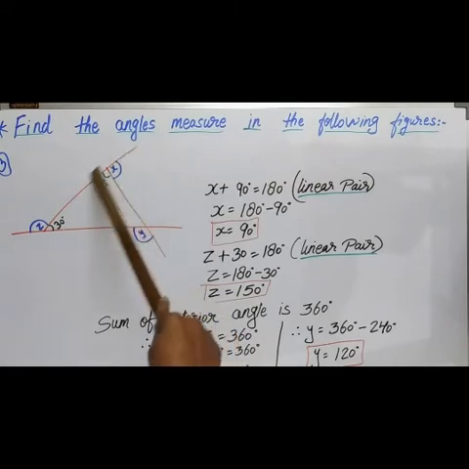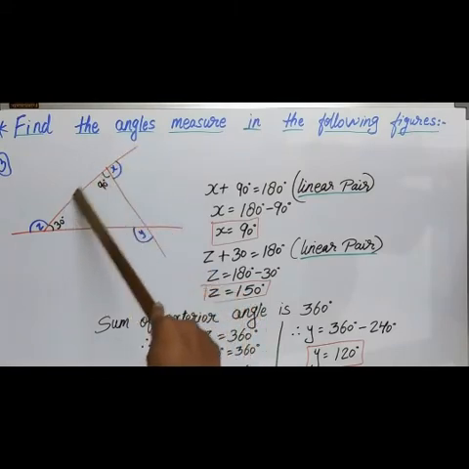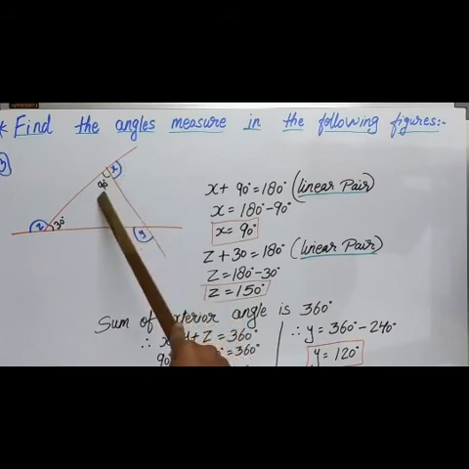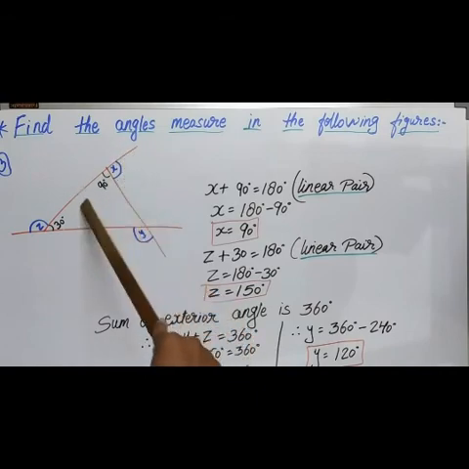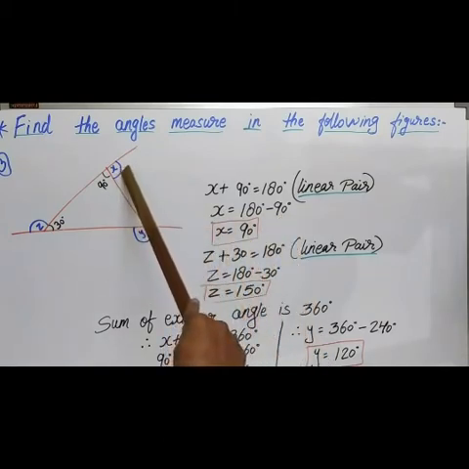So let us first take x plus 90. This is a linear pair of angles, so x plus 90 is 180 degree. So x plus 90 equal to 180 degree. 90 degree we can shift here, x equal to 180 degree minus 90 degree. Therefore x value is 90 degree. It means this value is 90 degree.